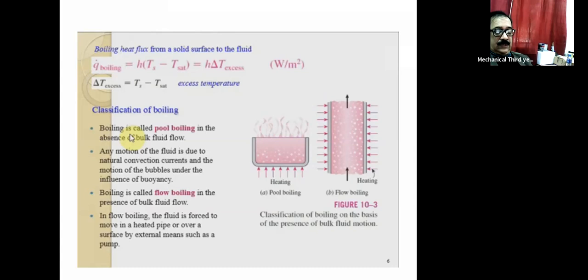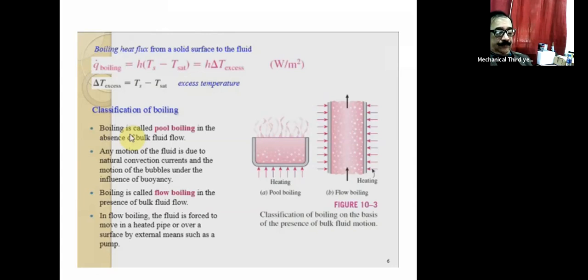And we also discussed what this saturation temperature is, what we mean by saturation temperature. That also we discussed in the last class, with the help of the T-h, temperature enthalpy curve. Right. Now, today let us see the classification of boiling.